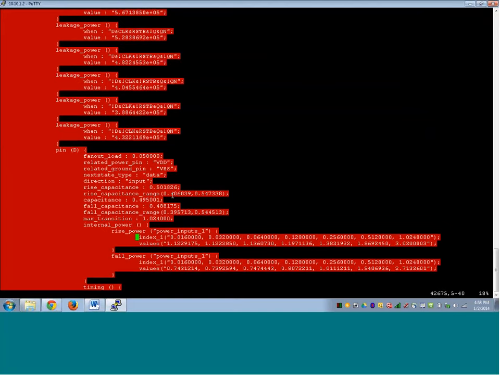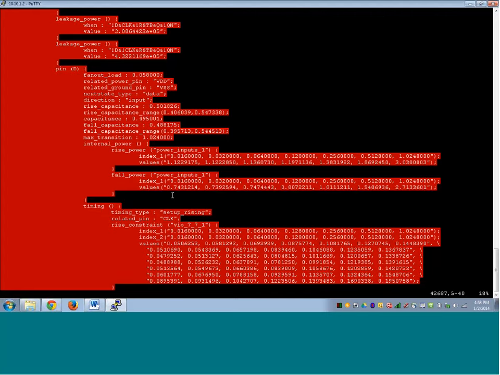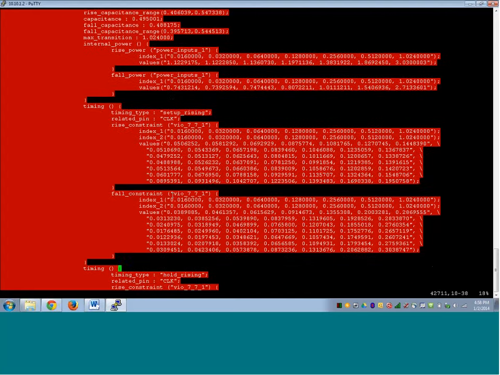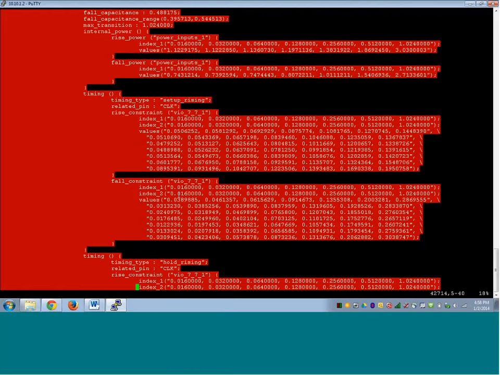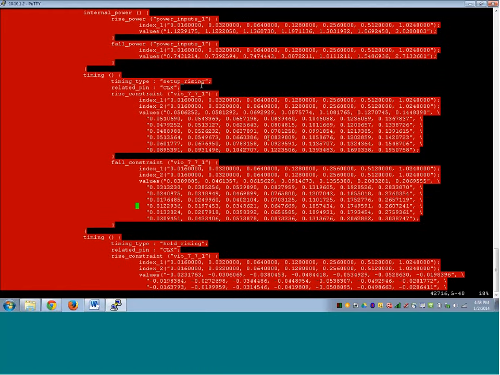Now an input pin of a combinational element does not have any timing parameters, it just has the fan out load and some capacitance. However, a D pin will have timing parameters, which are nothing but setup and hold. So this is the setup and this is the hold. This is the setup when D is rising, when D is falling, related pin CLK. The setup rising tells us that the timing is with respect to the clock rising, so this is a positive edge triggered flip flop. So these timings are setup rising, hold rising.